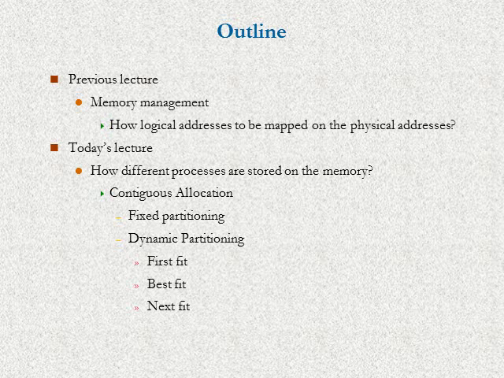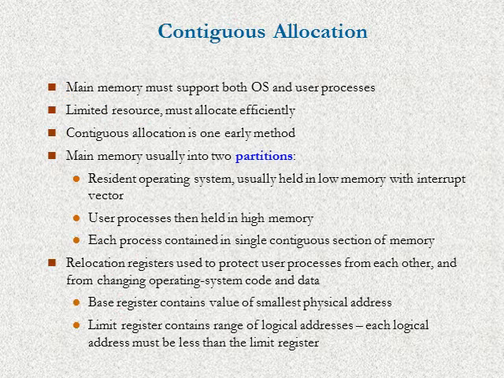For this, we will discuss contiguous memory allocation, where a process is stored onto the main memory in one chunk. And within this contiguous allocation, we will discuss fixed partition as well as the dynamic partition of the main memory to accommodate multiple processes. And within dynamic partitioning, we will discuss multiple algorithms, including first fit, best fit, and the next fit.